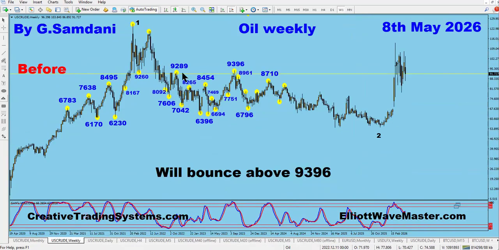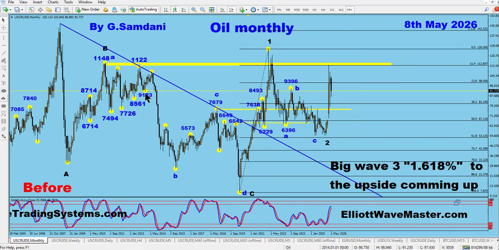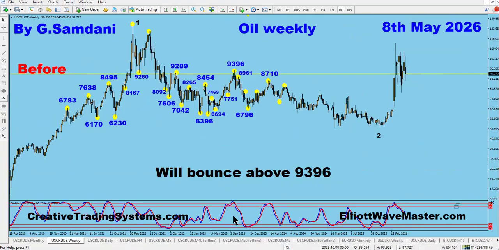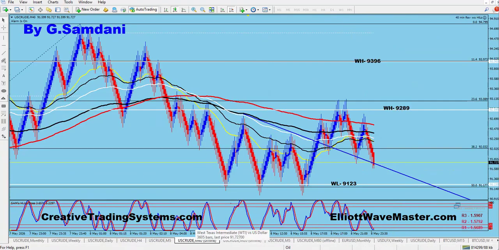You can see 92.89, 91. It's on a monthly chart. 91.23 is right there, and then 93.96, and so on and so forth. So these are the numbers that I draw on the 40-minute chart, and this is my 80-minute chart.